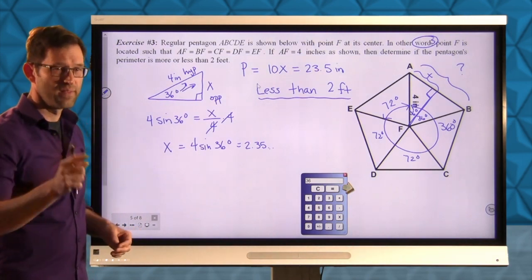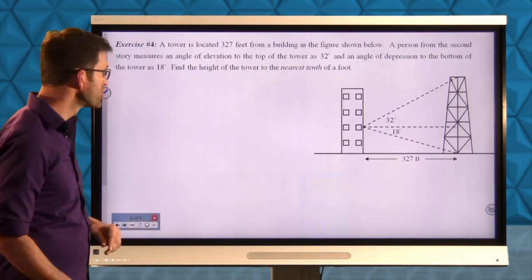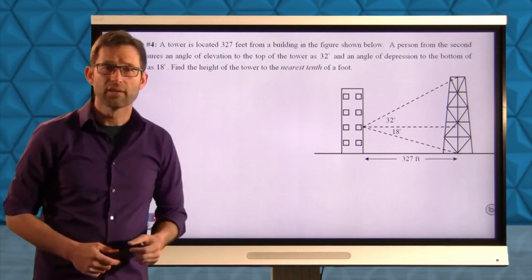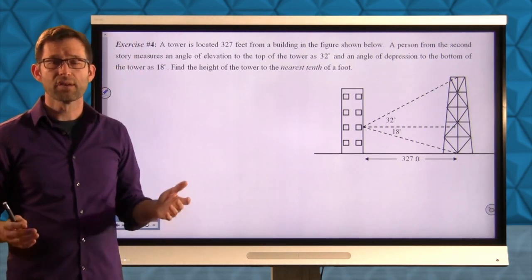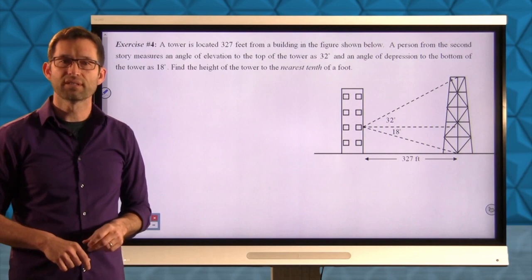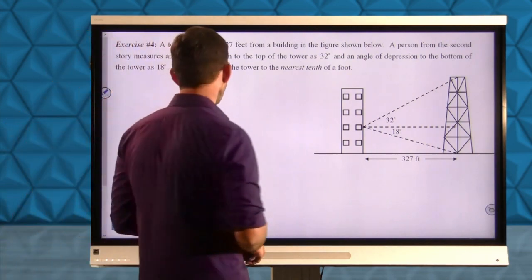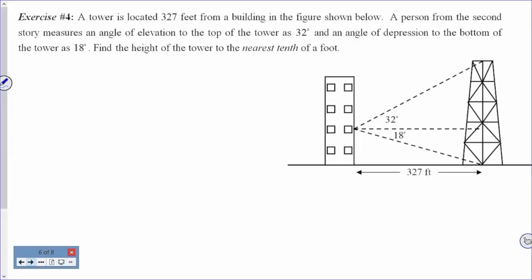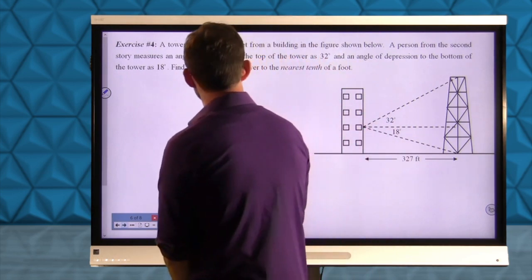Okay, let's move on. This is an important problem. We'll come back to it in future units. Okay, here we go. Let's take a look at somebody who's trying to figure out the height of a tower. Exercise number 4. A tower is located 327 feet from a building in the figure shown below. A person from the second story measures an angle of elevation to the top of the tower is 32 degrees, and an angle of depression to the bottom of the tower is 18 degrees. Find the height of the tower to the nearest tenth of a foot. That seems a little bit extreme, but we'll do it anyway.